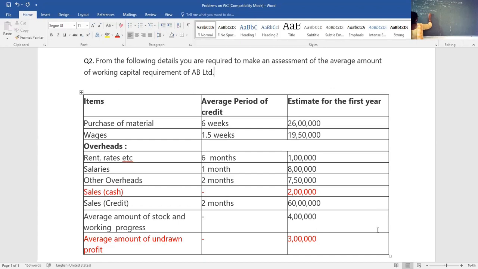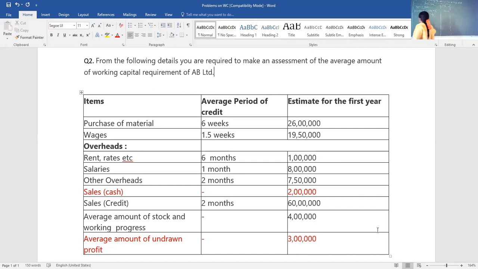Okay, 60 lakhs into what is the time duration to pay the 60 lakhs? It is 2 months. So 2 divided by 12, because it is given in terms of months. In a year, we have 12 months. So 60 lakh into 2 divided by 12 gives you 10 lakhs.